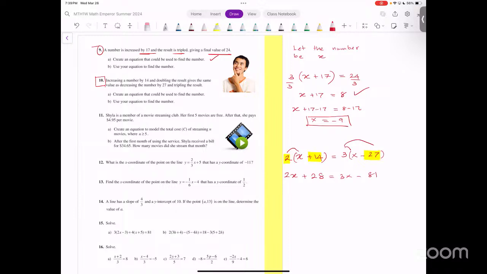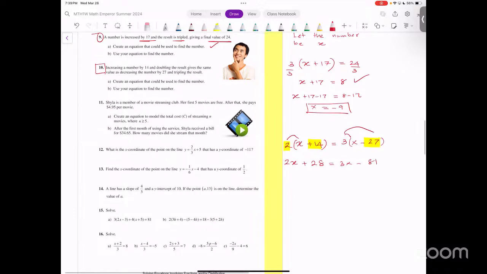Okay. So something that we can do is the opposite operation. We can bring the 3x to this side and then we can move the number to the other side. So 2x minus 3x is negative 81 minus 28. So that's going to be negative x is equal to 109. So x is going to be positive 109. You better check it to see if the answer is right. That's a different story.